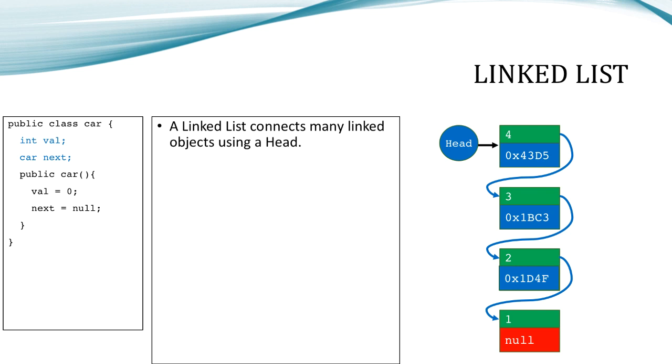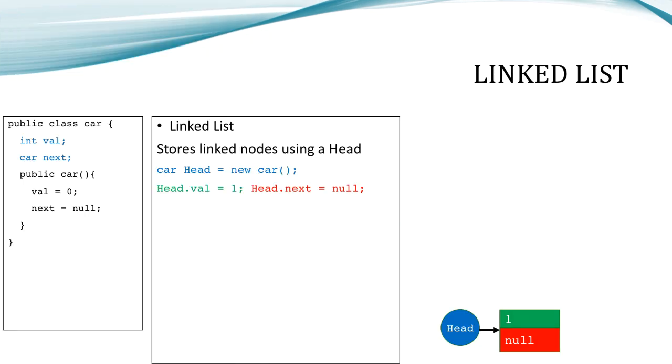So a linked list can be created using different objects. Car head equals new car, head.val equals 1, head.next is null. So again, we've seen this before. This is going to create an object storing 1 as value and null as next, which should be pointed to by a reference head.